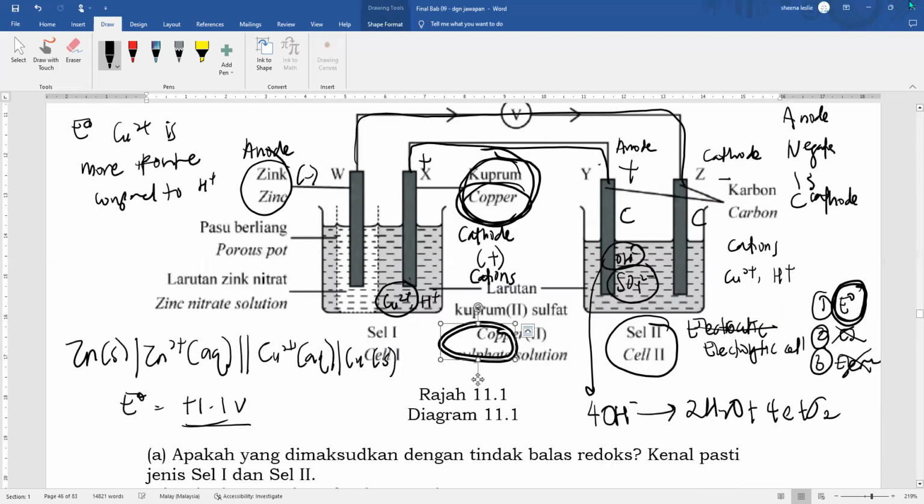What about the E naught value of OH-? The E naught value of OH- is more negative than the E naught value of SO4 2-. Correct.